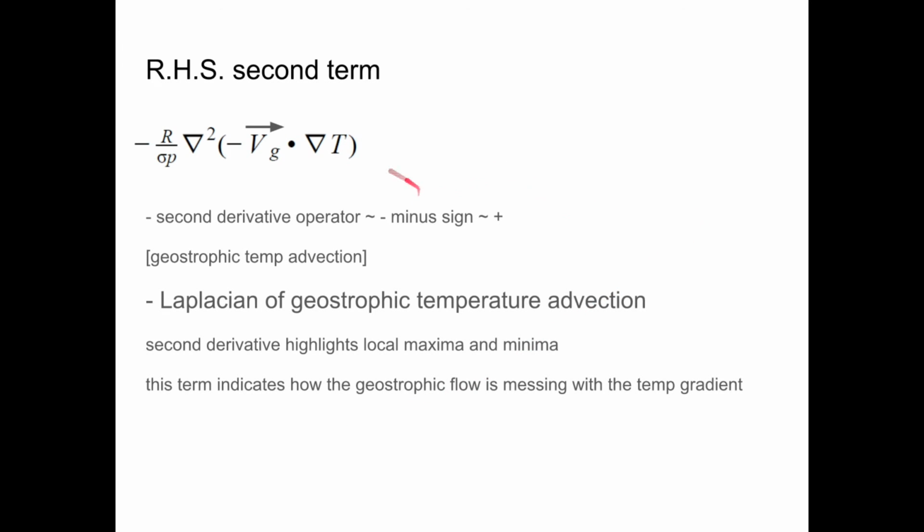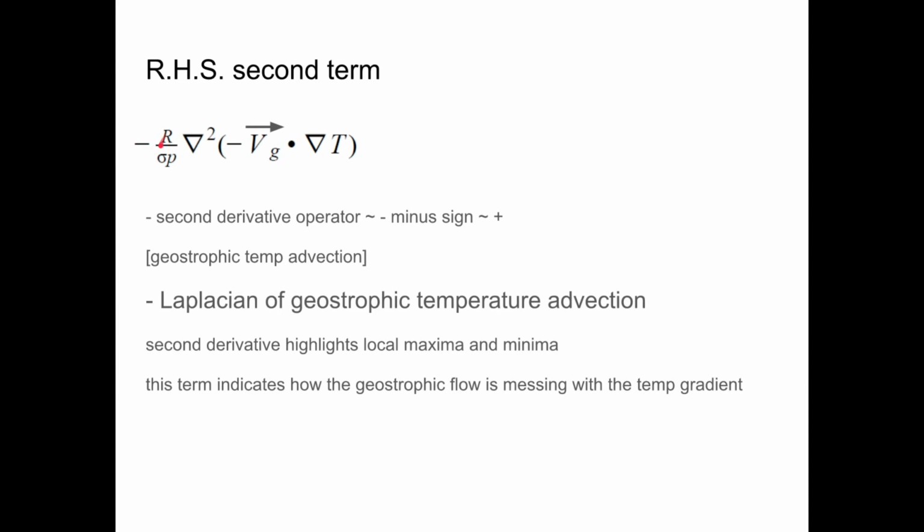The second term we'll look at the same way. Start at the inside, work our way out. So we see minus Vg dot del T. Well, like before, when you see minus Vg dot del something, that's advection, and it's temperature advection by the geostrophic wind. Well, again, we have a negative R over sigma P and the del squared that's operating on this. So R is a constant, sigma is a static stability parameter, that's also a positive constant. P is just pressure, that's just another constant.